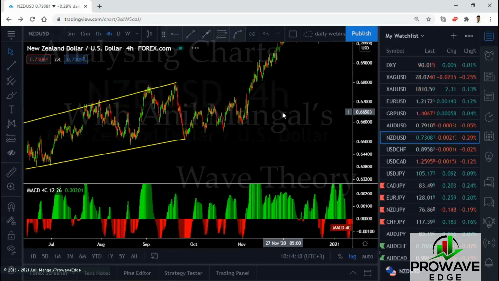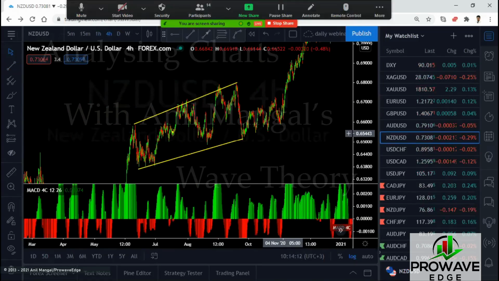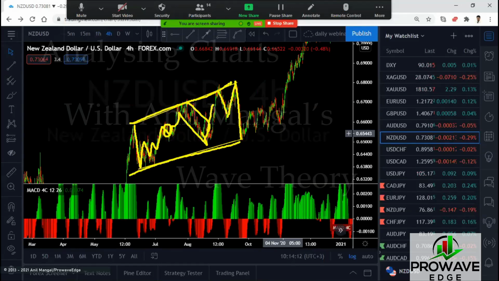Here's a good example. You get this sharp move down and then you get a move up. You get a correction. You get a deeper correction. You get a move up. You get a correction. You get a move up. And then you get that one. See? That's a running flat. Look at the mess in here. And then they took off. Pull back, give you another running flat here, and then take off.